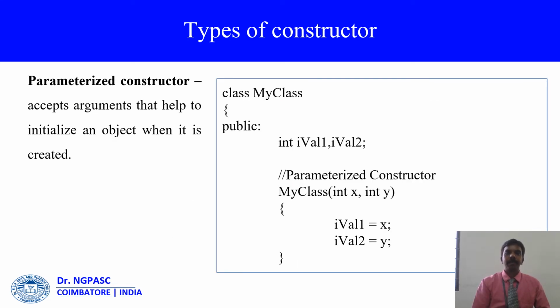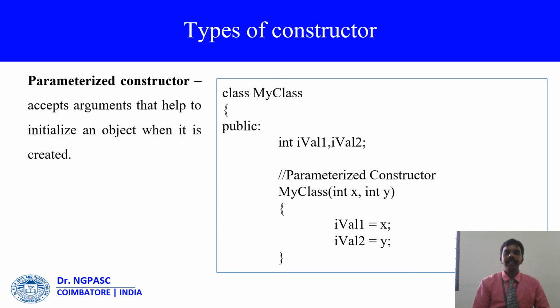The next category is parameterized constructor. A parameterized constructor accepts arguments, and those arguments will be mostly used to initialize the member variables of a class. Similar to a default constructor, a parameterized constructor also gets invoked implicitly whenever the instance of the class gets created. Have a look at the sample code we defined. We have defined a class with the name myClass. We have two member variables ival1 and ival2 of type integer and public scope.